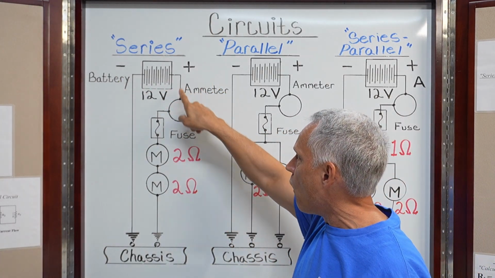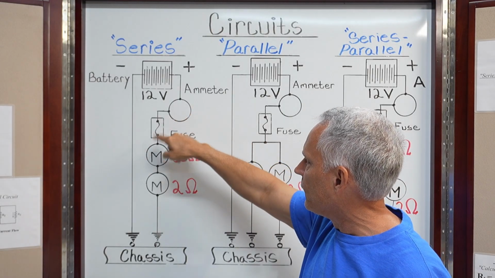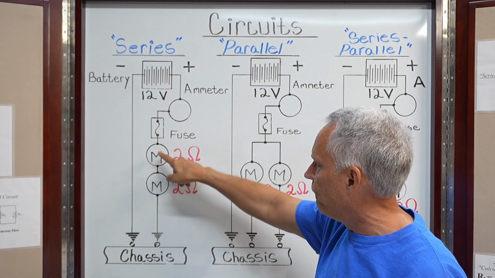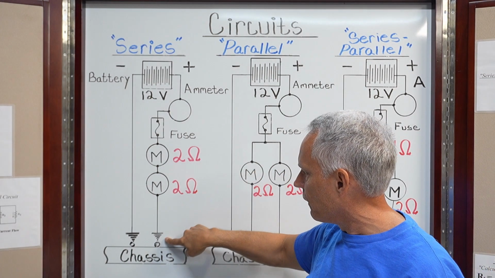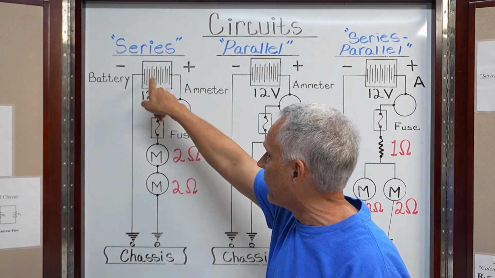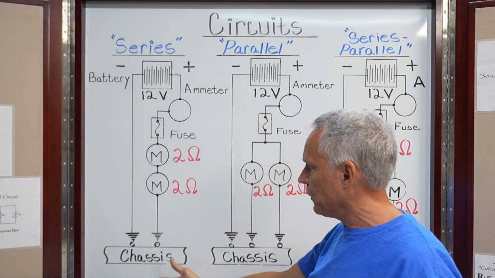From there, we're flowing all of the current through an inline ammeter, then to a fuse, then to both motors. In this case, they're going to be fan motors, and there's a reason for that. And then to a ground, all right? And then through the chassis, from the ground back to the battery, all right? That's typically what you'll see.